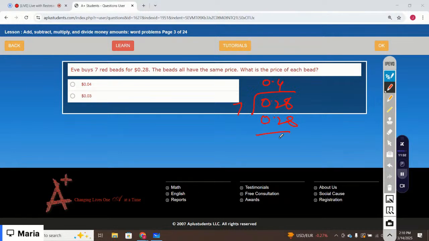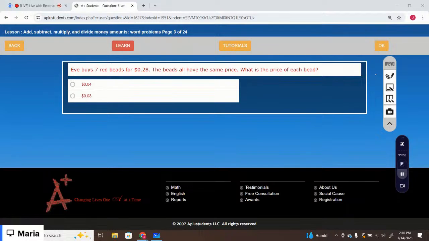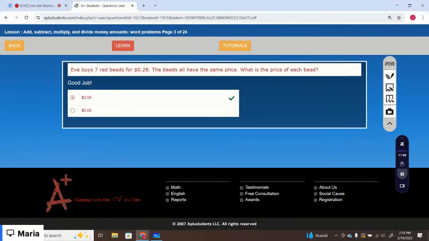That is 0.28. The correct option is 0.04, not 0.4, because you cannot divide 2 by 7, only 28. So you have to put a 0 over here and make it 28. Now you can count 0.07 times 4 is 28. The correct option is option number 1, that is 0.04.